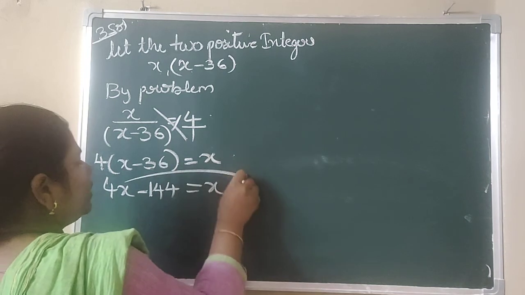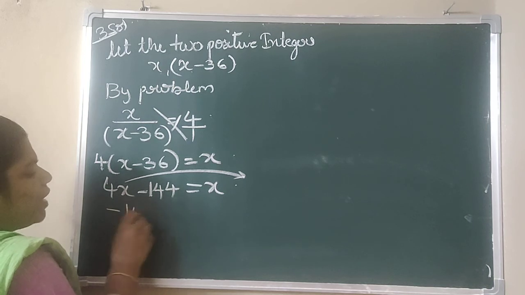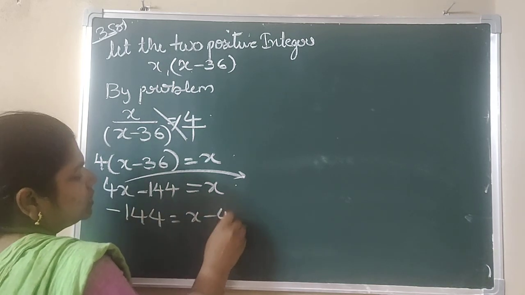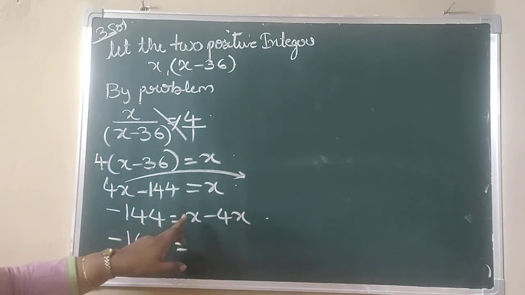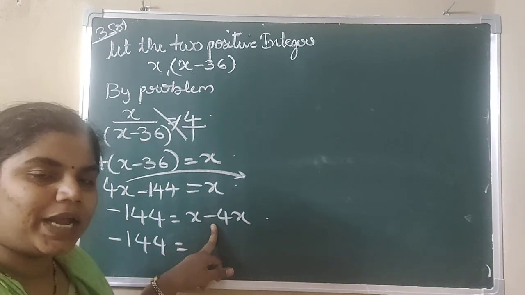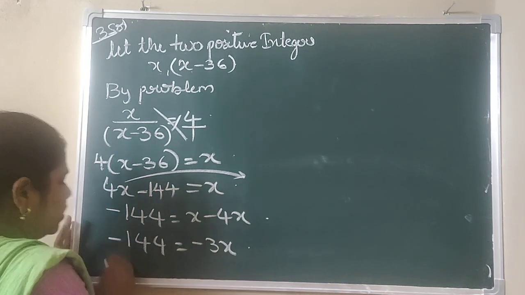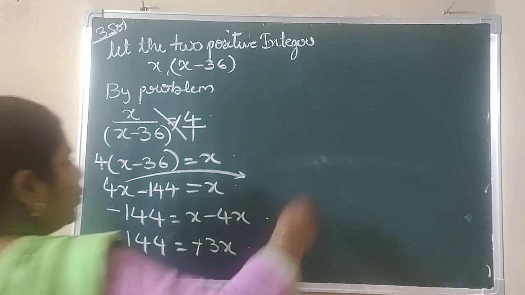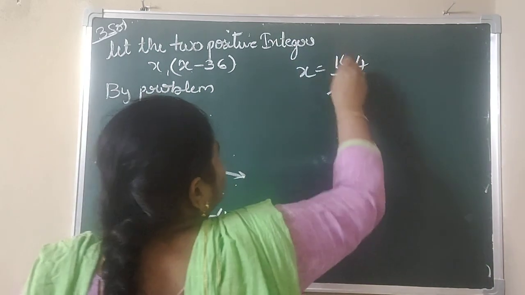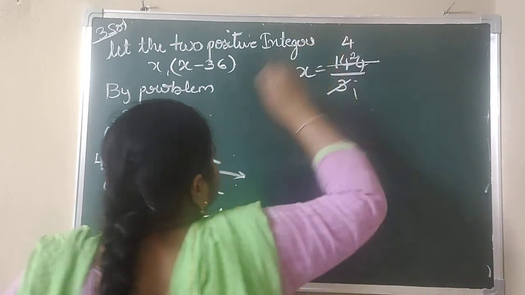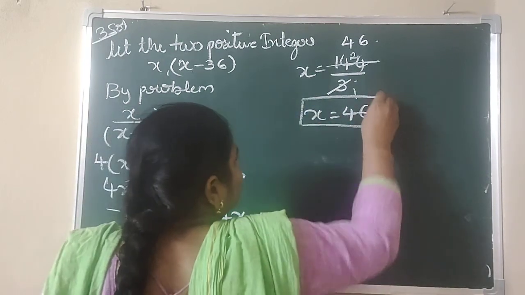Okay, now I am sending this 4x to the other side. That will become subtraction because it is in the form of addition. So minus 144 is equal to x minus 4x. So 1 minus 4: from the smaller number we are subtracting the bigger number, so the result will be negative. So minus 3x. Minus minus will get cancelled. Now what is the x value? x is equal to 144 by 3. So 3 4s are 12, 3 6s are 18. So x is equal to how much? The x value is 46.